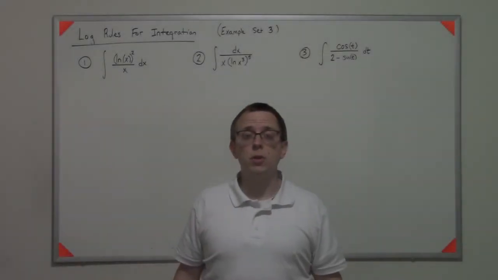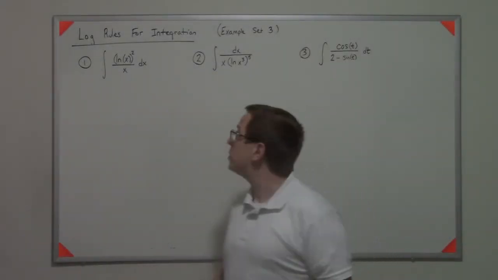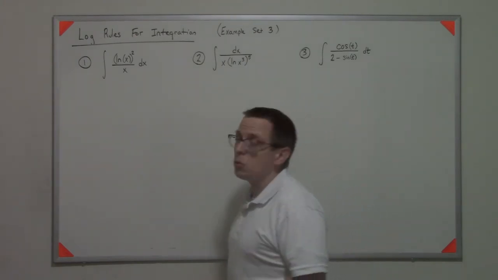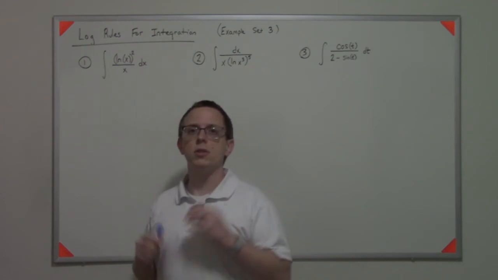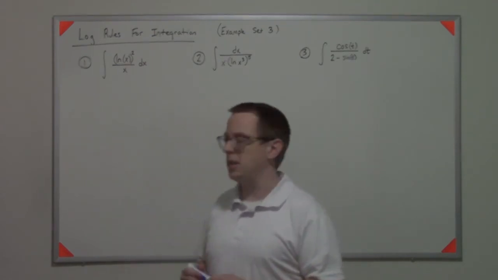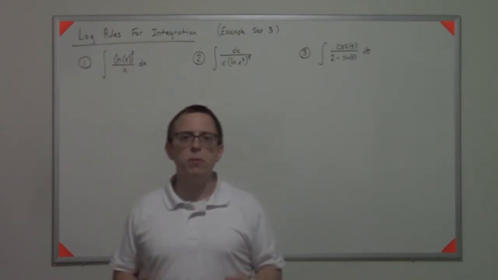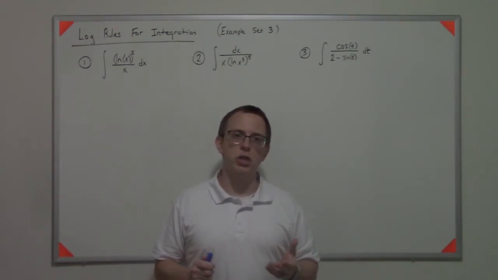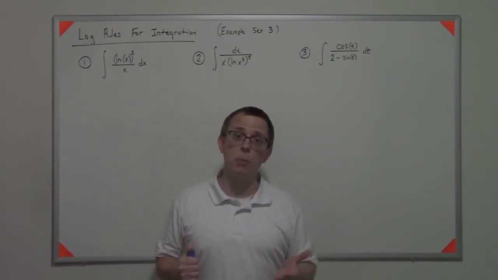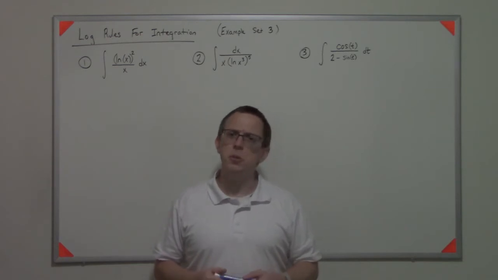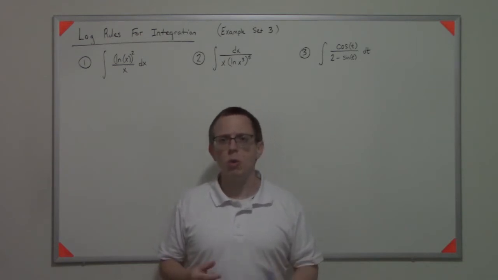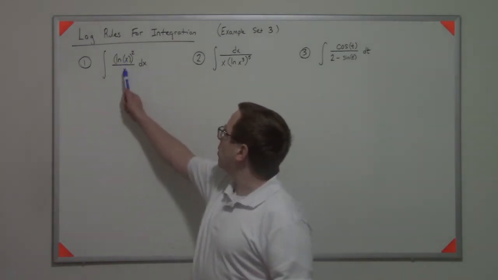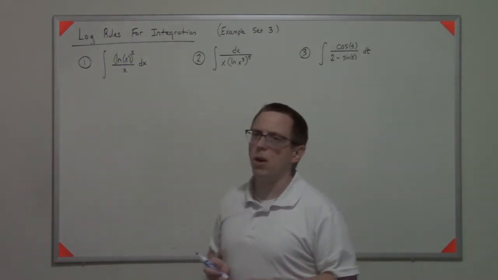Let's continue applying the log rules for integration with some slightly more complicated examples. The first one is the natural log of x squared divided by x dx. So typically we've been dealing with cases where the substitution expression is in the denominator. However, in this particular one, we're going to be a little more clever and say, okay, I've got a natural log of x on top and x on the bottom. So how do I do this?